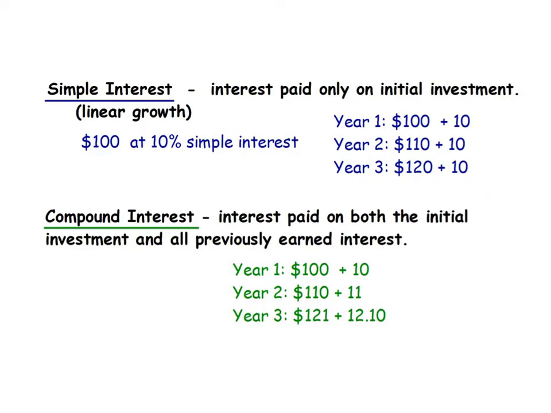Now, the difference with compounding interest is your interest is paid not only on the initial $100, but on the actual amount that's in the account. So let's take a look at this. If we have year one, you have $100, and at the end of that year, the bank pays you $10. Well, now you have $110. 10% of 110 is $11. So then we add that 11 and we have $121. 10% of 121 is $12.10. Well, you can see by this compounding interest that you're actually earning more money and going to earn it faster than the simple interest.